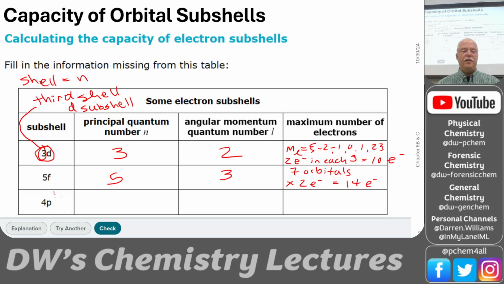Okay, for the 4p subshell, N equals 4, SP, so L equals 1. We have 3 orbitals times 2 electrons equals 6 total electrons. So we can put 6 electrons in the p shells. You can see this on the periodic table.